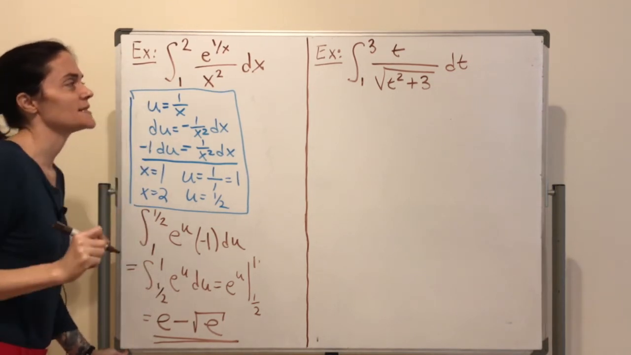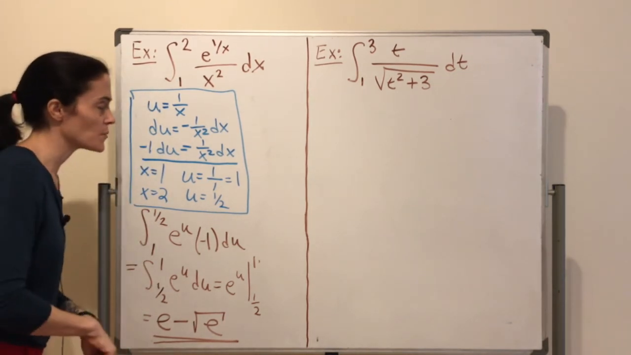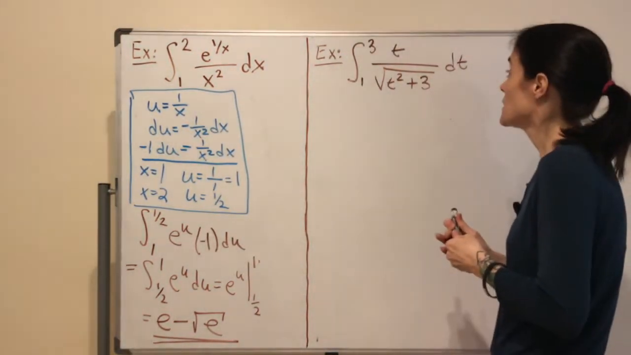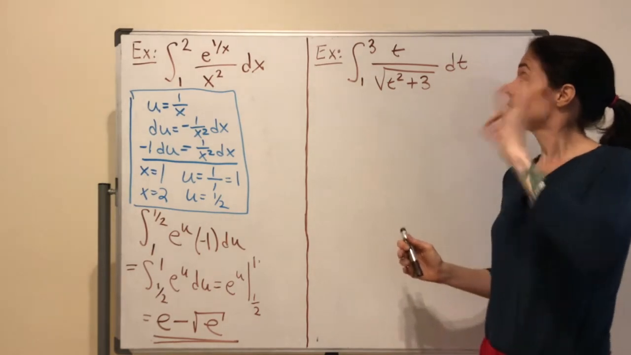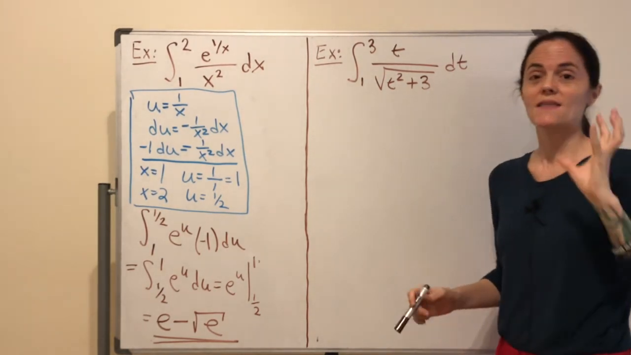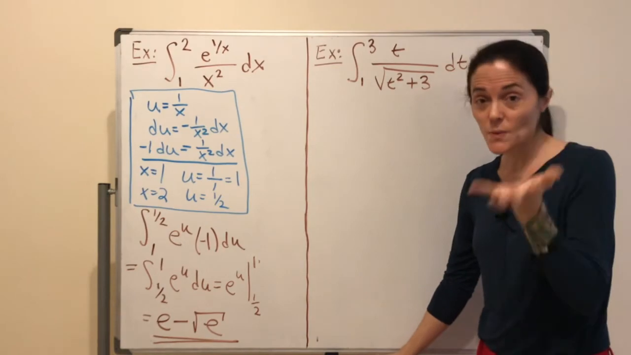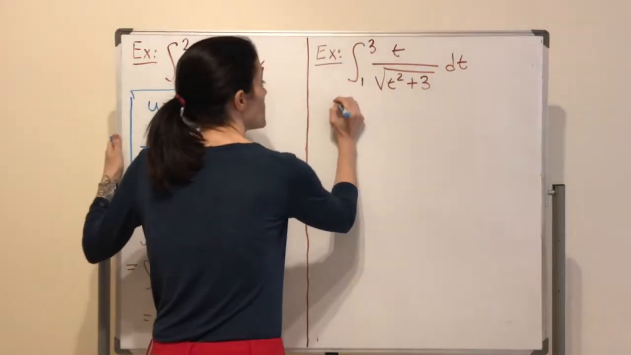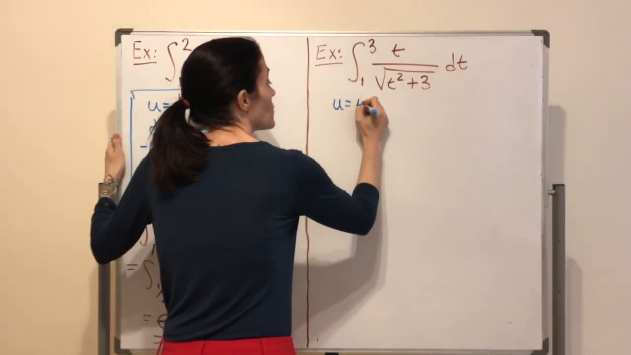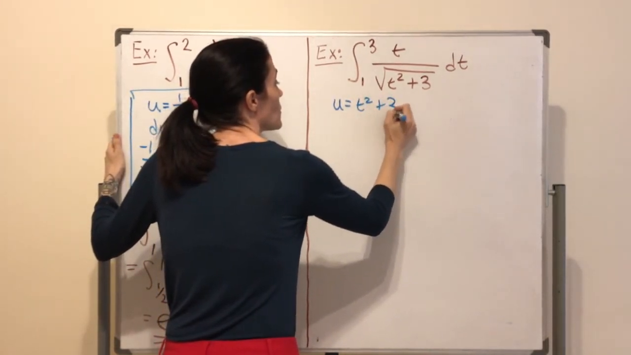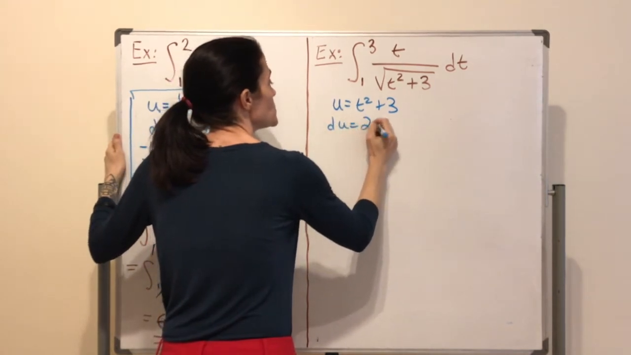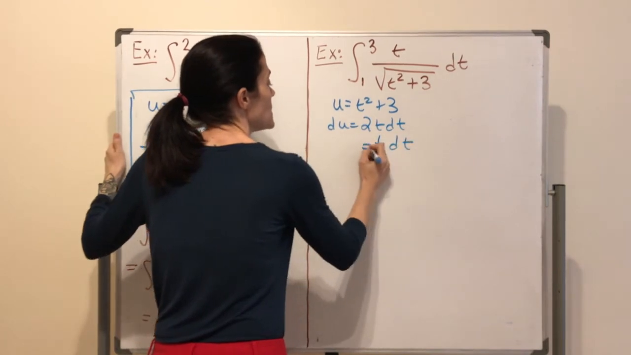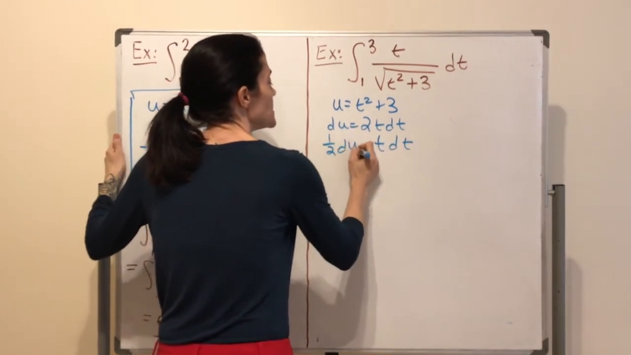Now, let's move on to the one on the right-hand side of the board. And I will go through the same type of steps. I see t squared plus 3 underneath a radical. And so this will be my choice of u here. Then du is 2t dt. We have t dt. This is 1/2 du.